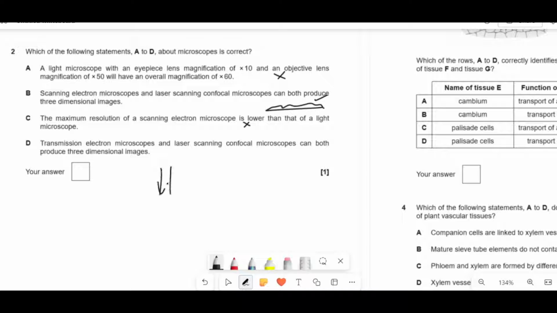And then also, transmission electron microscopes and laser scanning confocal microscopes can both produce three-dimensional images. Transmission ones don't, because it fires electrons through the specimen. All they can do is show you where the electrons have hit, whereas these scan across like this, and you can get those nice contours. So D is incorrect. So it must be B.